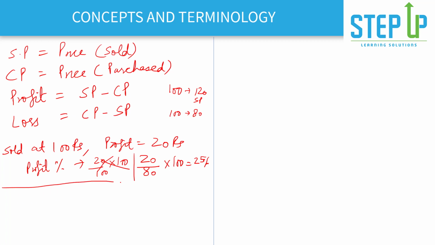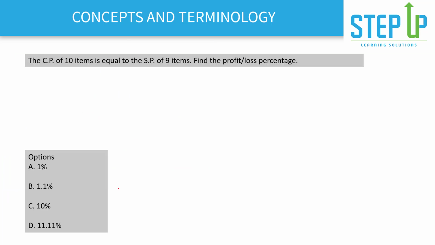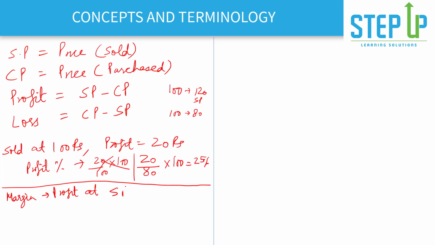A slightly different concept which is rarely asked, but anyways I'll tell you. So margin is nothing but your profit that is realized at your selling price. That means profit is always realized at selling price, and this is usually the profit percentage in percentage terms. So this is your basic terminology.